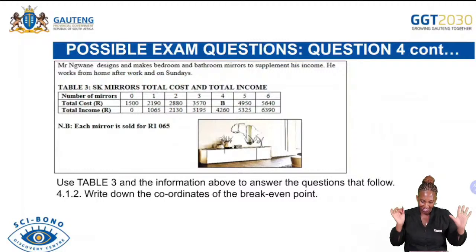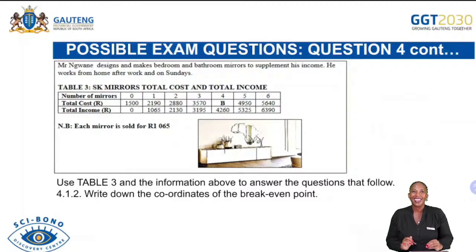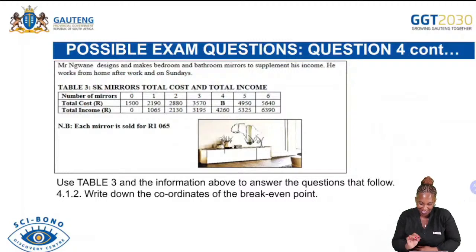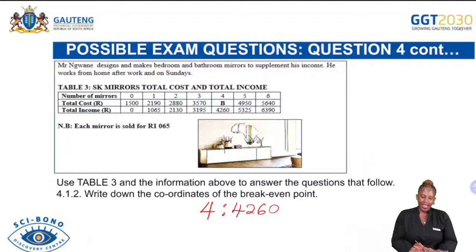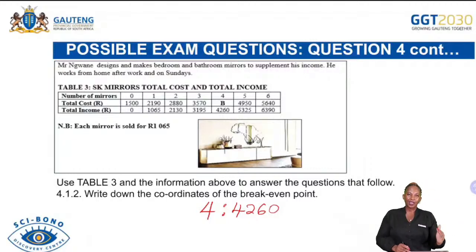Okay, just the last one. I know I've been saying the last one, and now the producer is looking at me to say I must finish up because it's time up for me. Then the coordinates for the break-even point. I have already explained the coordinates for the break-even point. What are the coordinates? It will be 4 is to 4,260 at the break-even point. At that point, 4 to 4,260, that's where the company is not registering any profit or any loss.